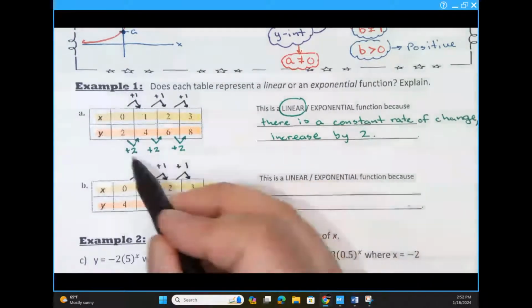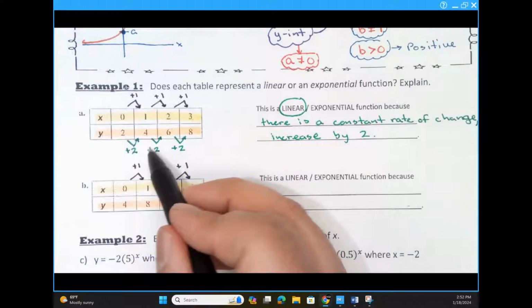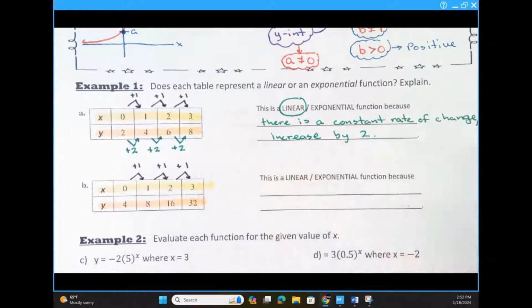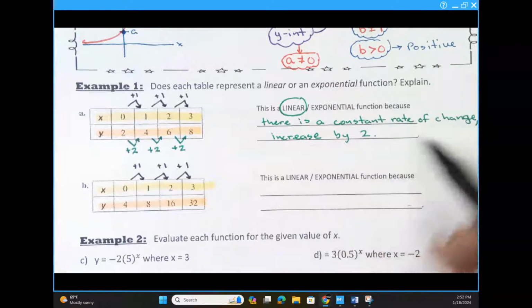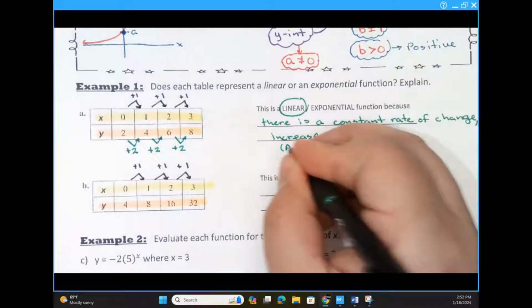It's linear because I was adding by the same number over and over and over. It's called a constant rate of change. And it's increasing by 2 now. Don't forget, we were adding.